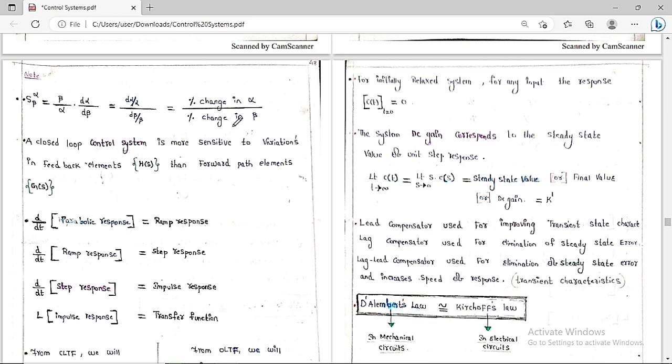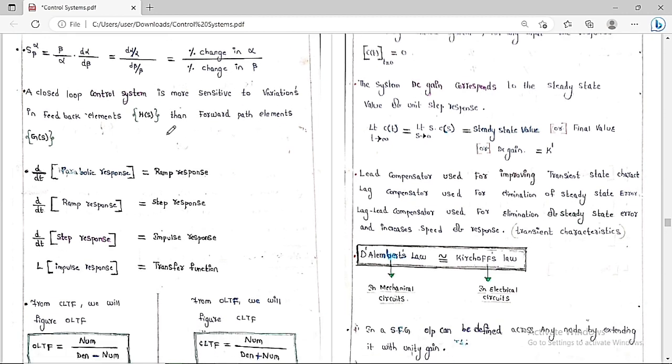So finally I can say the sensitivity of alpha with respect to beta is equal to d alpha by d beta by beta, so you can write beta by alpha into d alpha by d beta. It is also equal to the percentage change in alpha by the percentage change in beta. Now the next point is that a closed loop control system is more sensitive to variations in the feedback elements H(s) than the forward path elements G(s). This one I have already told you.